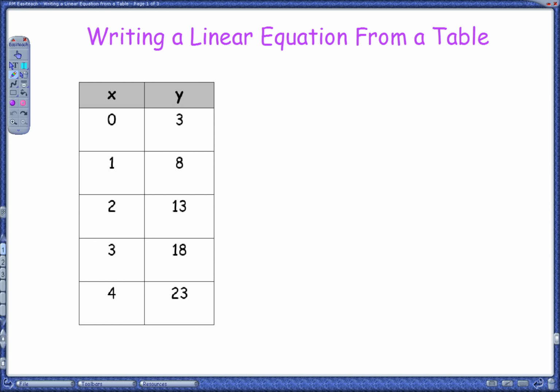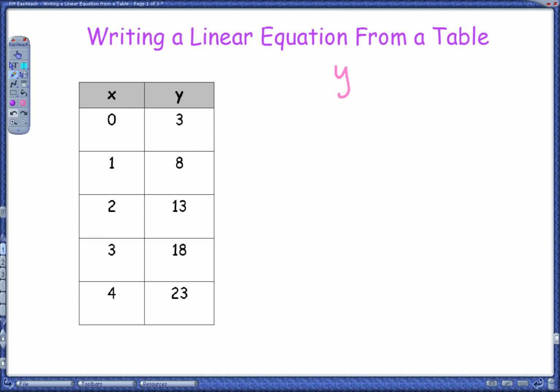Hi guys, so today I'm going to show you how to write a linear equation from a table. If it's linear, then the exponent is 1. It's only to the power of 1. So some examples might look like this: y equals 2x plus 4. Y equals negative 3x plus 1. So those are some examples. They're both to the power of 1.